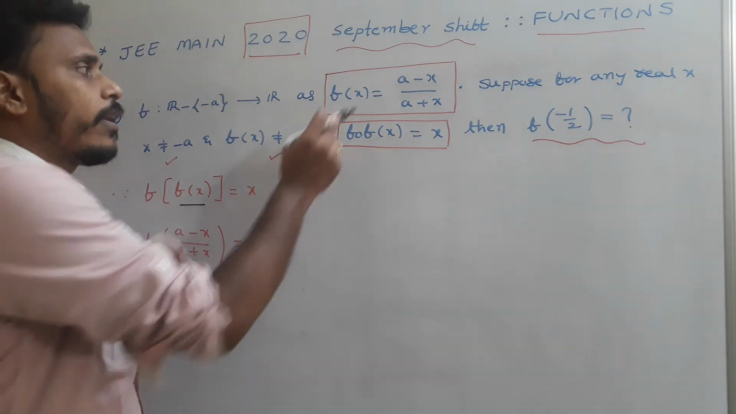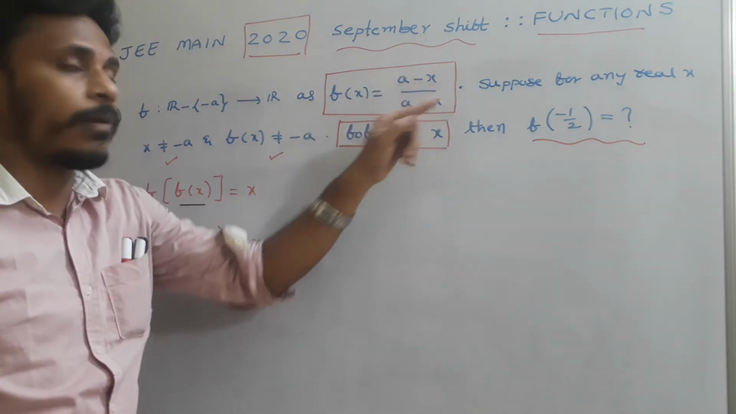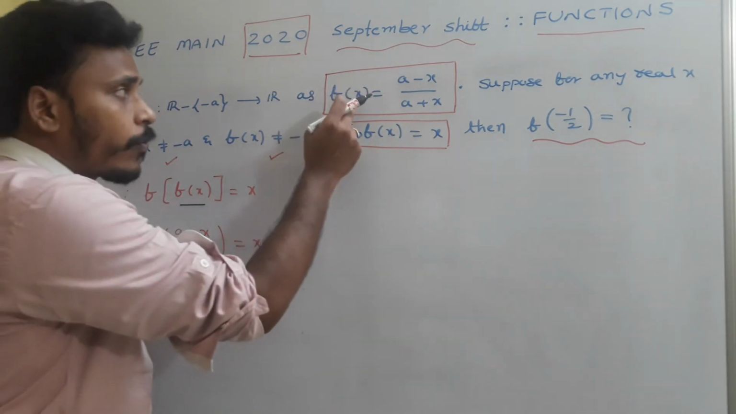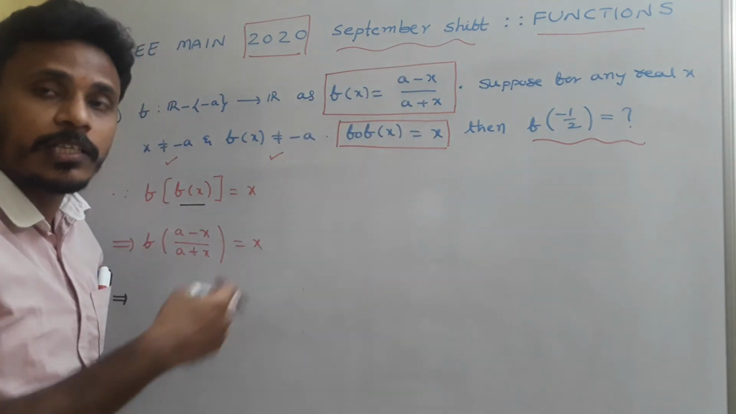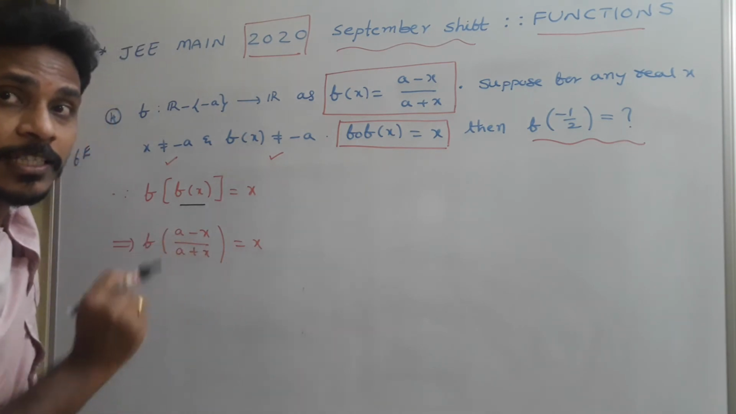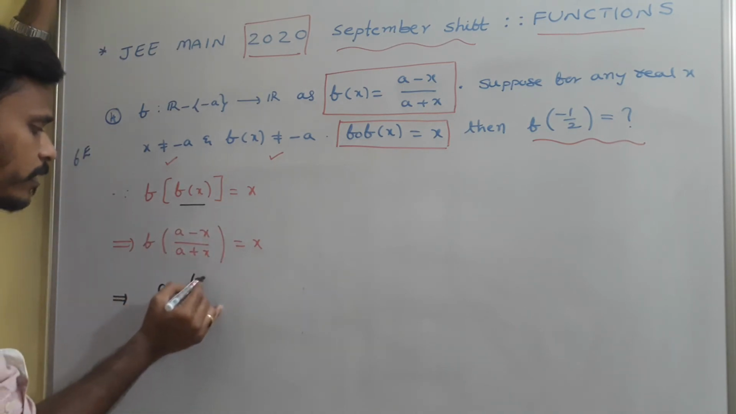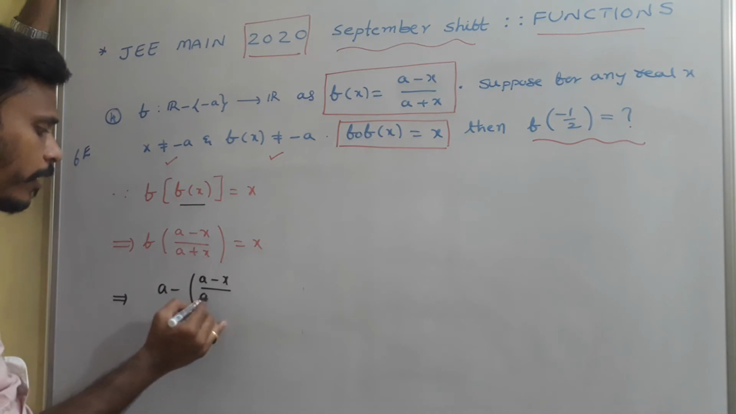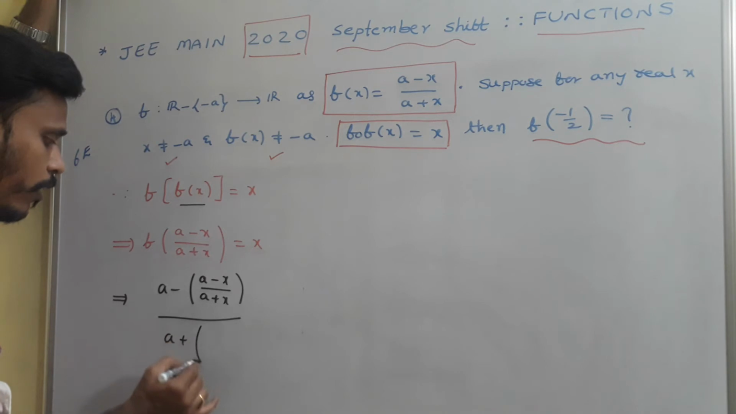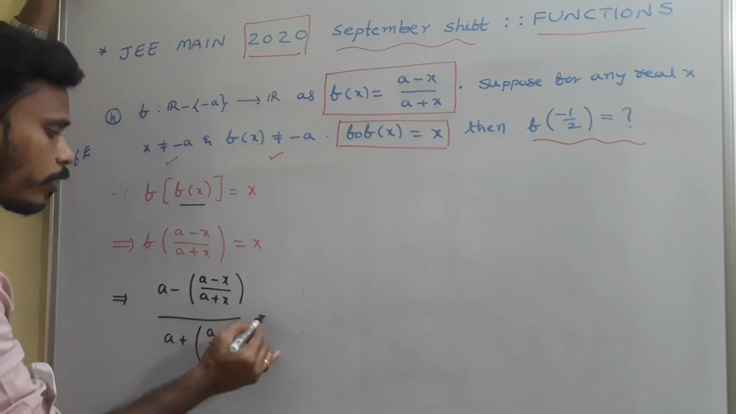Try to understand. f of x is a minus x by a plus x. f of y is a minus y by a plus y. f of t is a minus t by a plus t. So as per your input, the output will depend. Here your input is a minus x by a plus x. Then what is your output? Your output is simply a minus of a minus x by a plus x, divided by a plus of a minus x by a plus x, that is equal to x.